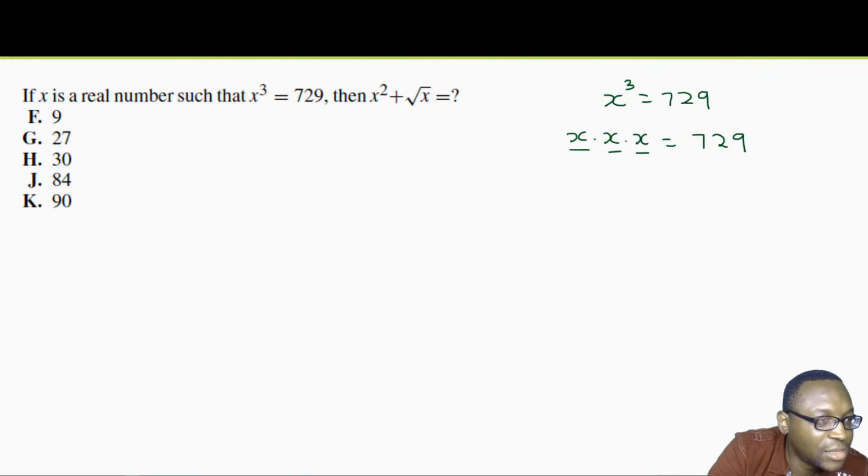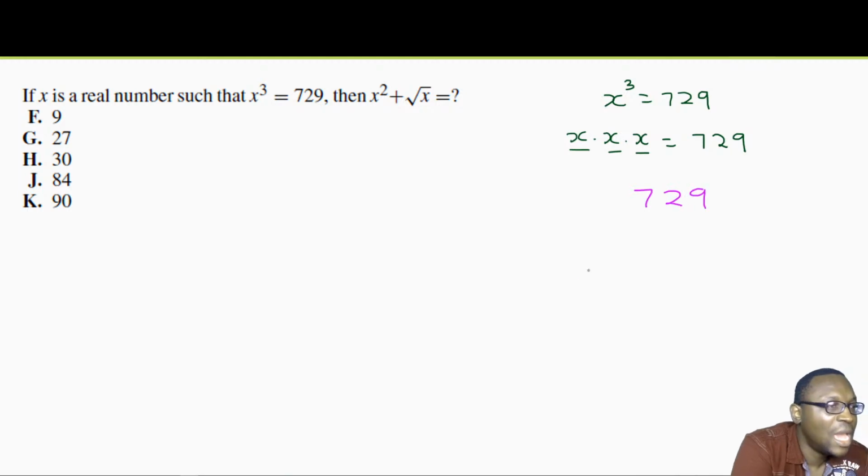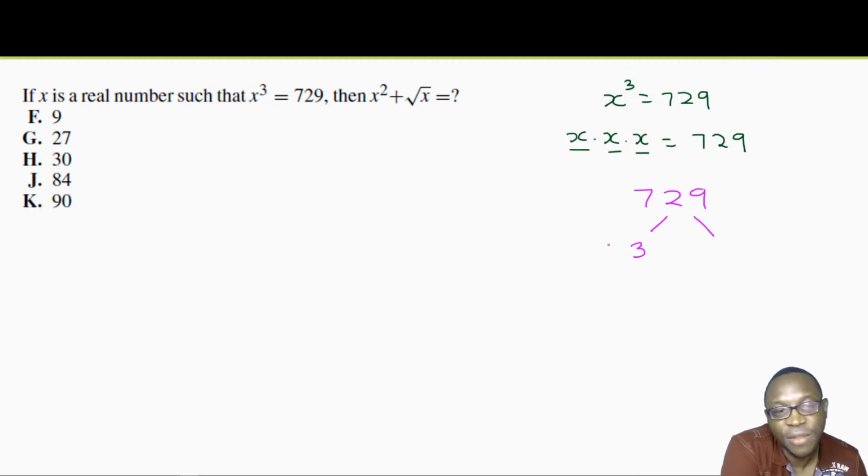Okay, let's go ahead and attempt this together. So this is 729 and we want to find out the number that when you cube that number you get to 729. I'm going to create a factor tree here so that I can come up with the number that when you cube it, you get to 729.